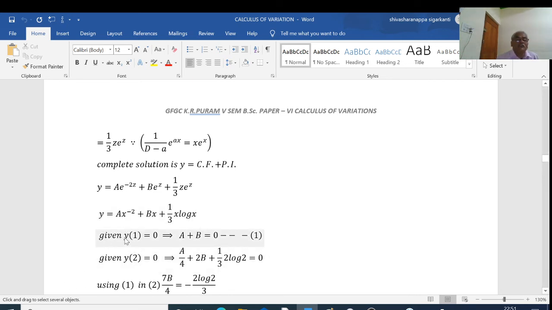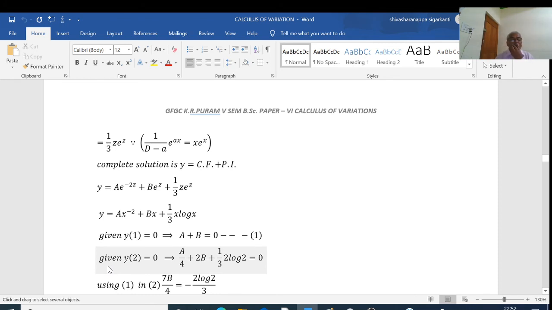The first boundary condition is y of 1 equal to 0, x equal to 1, y equal to 0. I put y equal to 0 here. X equal to 1 means this will be a, this is plus b, and this is 0 because log of 1 becomes 0. So the left hand side is 0 equal to the right hand side a plus b. So a plus b is equal to 0. I will take this as equation 1.